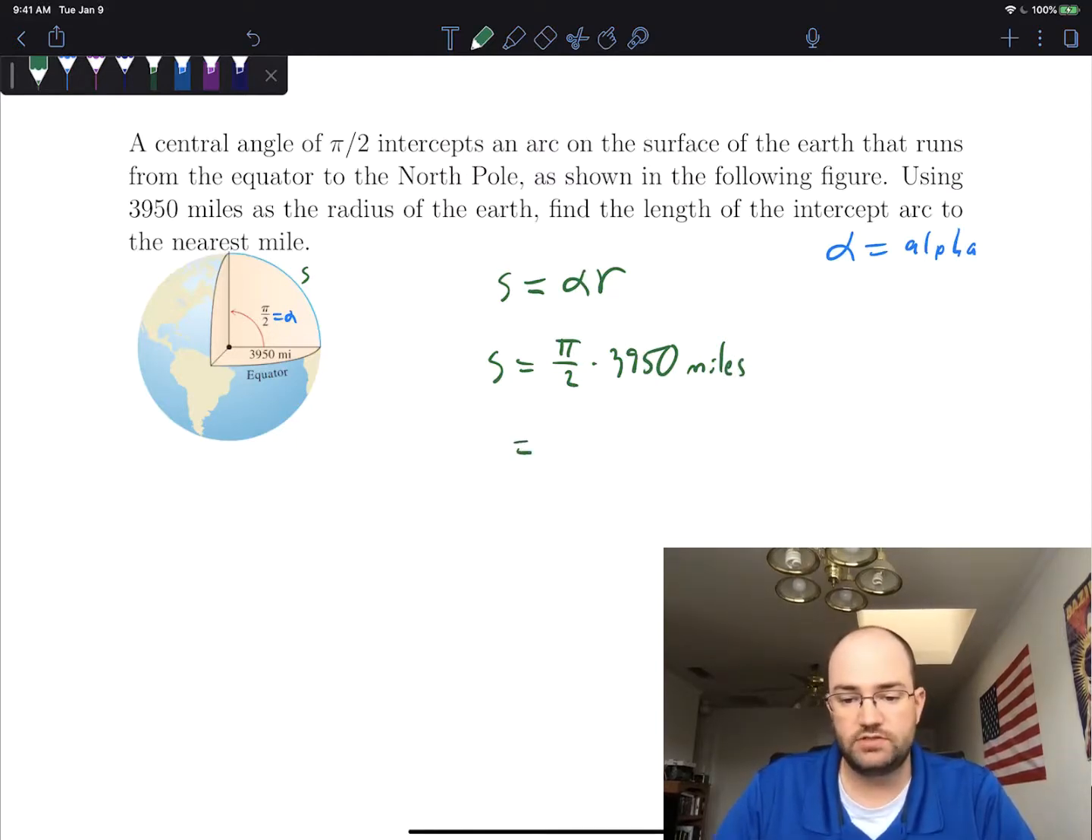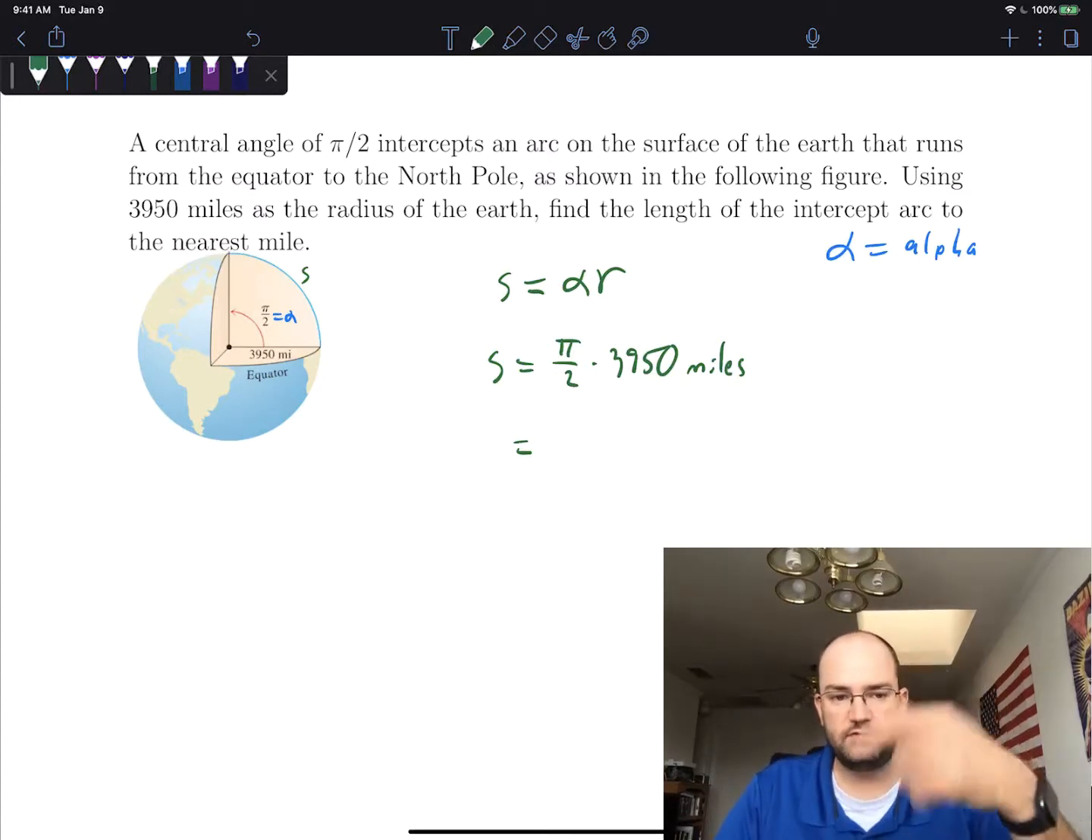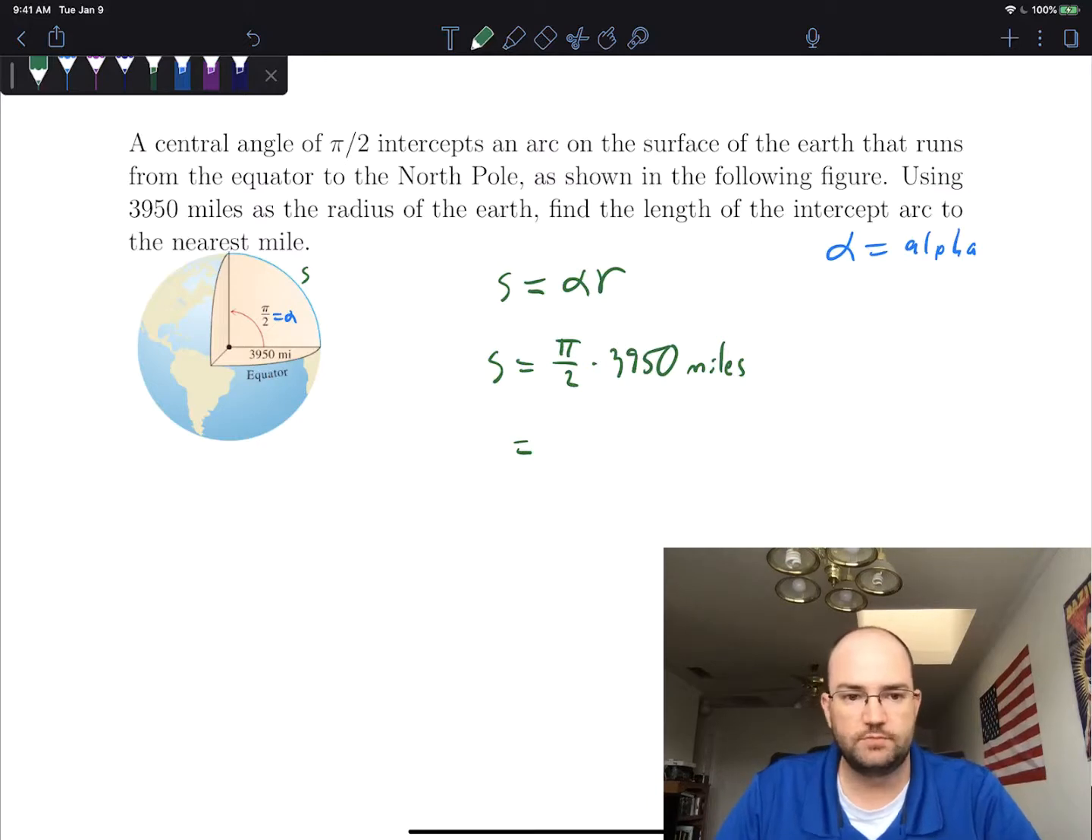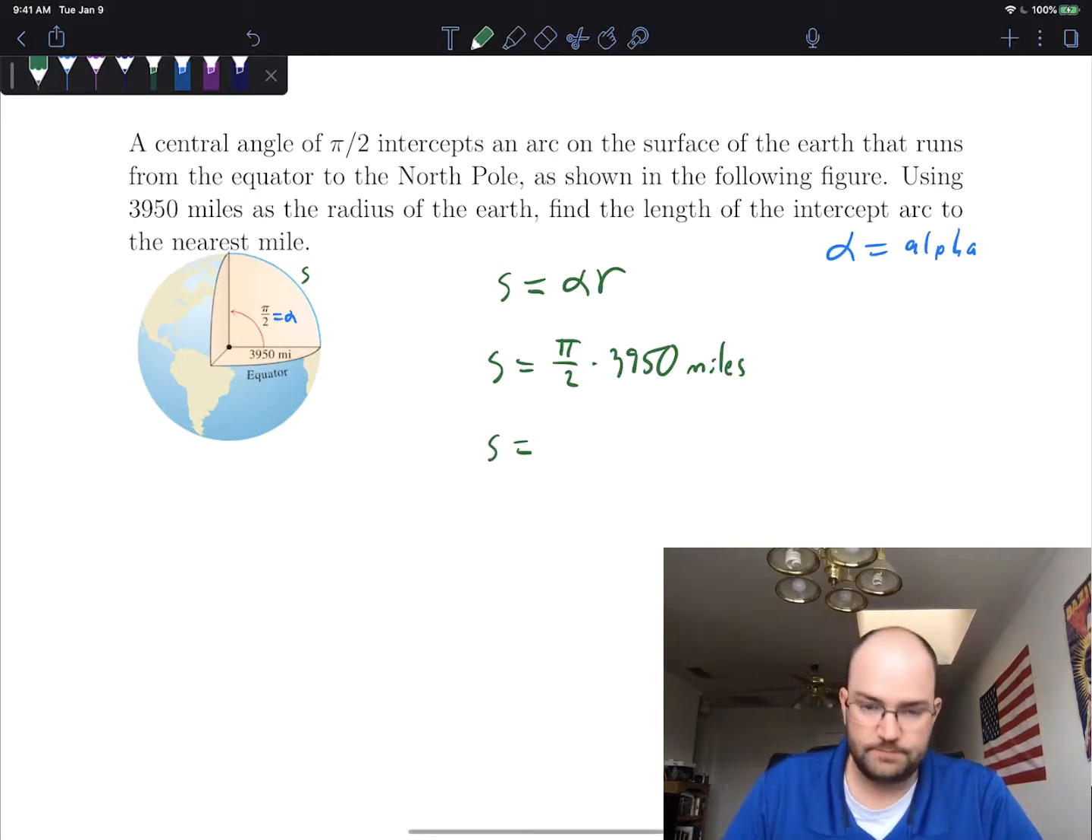And then literally just type it in. So pi, which is second, and then the caret, which is the one above division. So pi times 3950, and then divide by 2. And then just round to the nearest whole number.